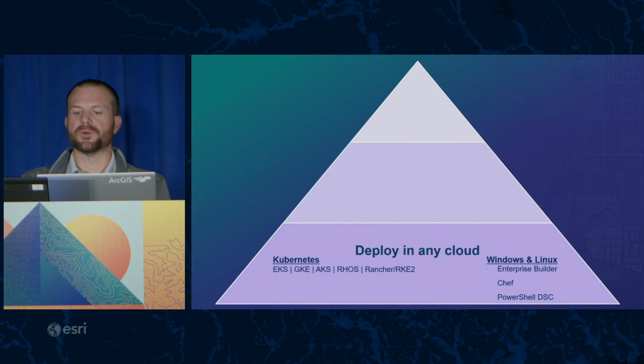An example when deploying in the cloud: a new GIS admin might use ArcGIS Enterprise Builder for a quick single machine pilot installation to feel it out and see what they're working with. And for more automated enterprise setups, especially multi-machine or scripted deployments, you're going to be using Chef or PowerShell to provide infrastructure as code style installation of the ArcGIS Enterprise components.